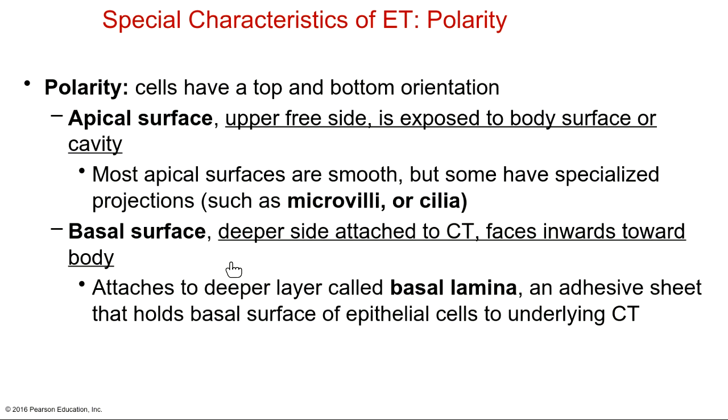Now, we do have some other more specific terminology. So the basal surface, at its deepest part, is attached to something called the basal lamina. So again, base meaning bottom. Lamina often is referring to some kind of connective tissue. Okay, so the basal lamina is just beneath the epithelial tissue, and it's the specific part that's going to connect the epithelial cells to the underlying connective tissue.